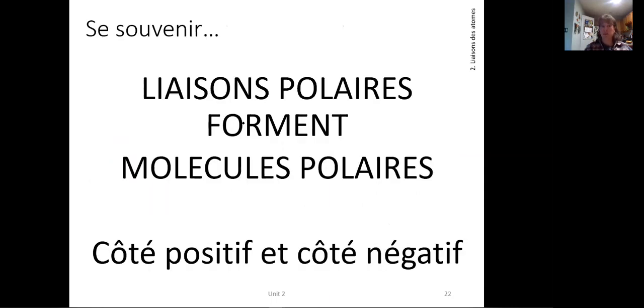So this is important to remember. Polar bonds form polar molecules. Each molecule has a positive side, and each has a negative side. So I hope you are learning this in your chemistry class. If you've had chemistry, this should be a review. If you haven't had chemistry, then this will help you in your class.